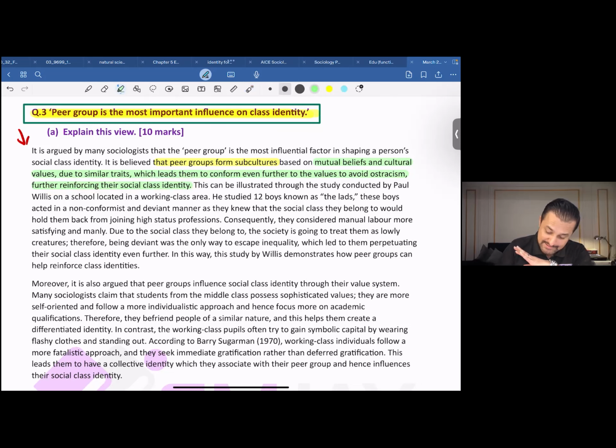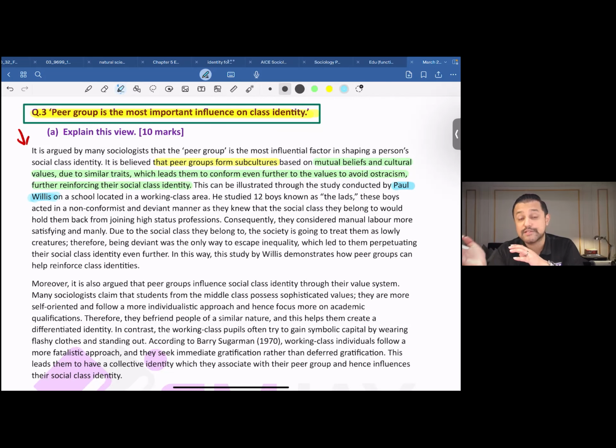Now, this is a classic study. Paul Willis, for the ones who know, for the ones who don't, I'll just walk you through this real quick. Paul Willis is seen by many as a neo-Marxist too. Paul Willis conducted a research on a school that was located in a working class area in London, right? So there's this gentleman with the name Paul Willis. He conducted a research on a school, right?